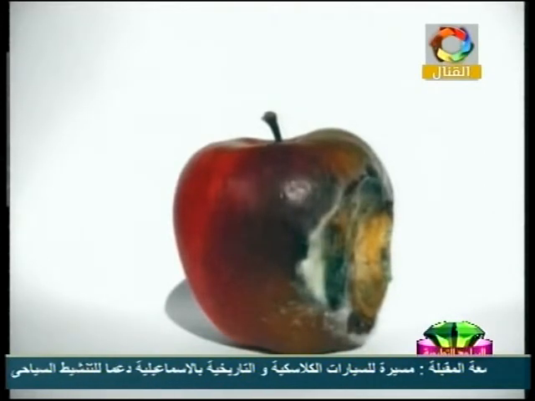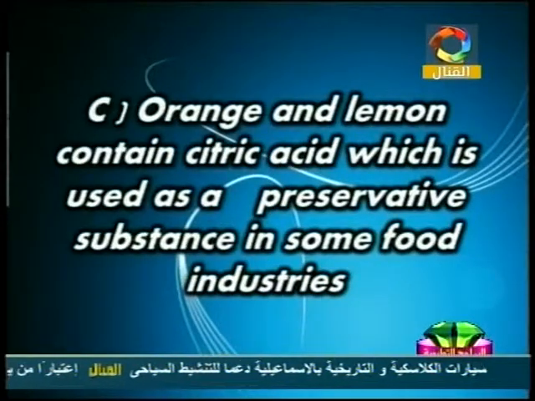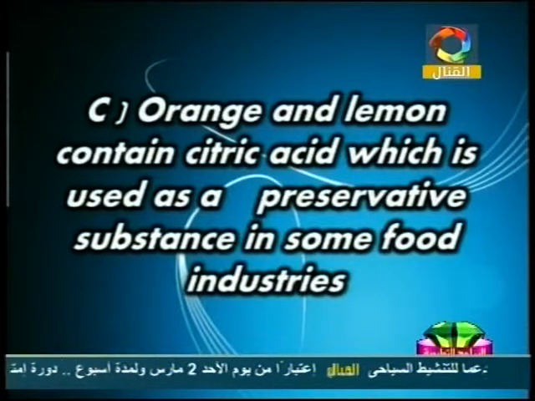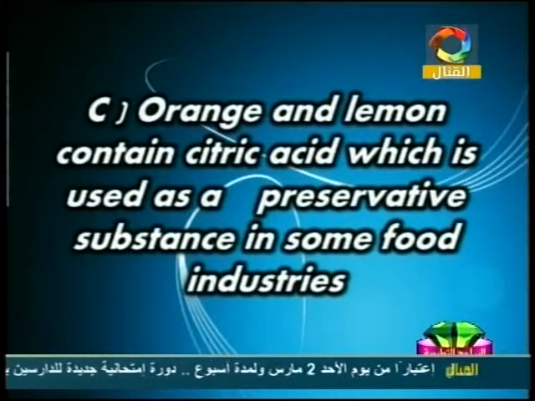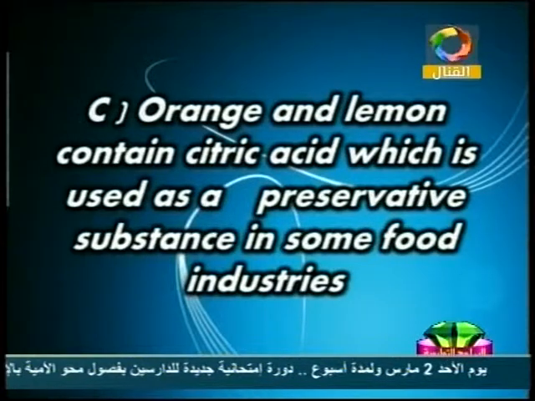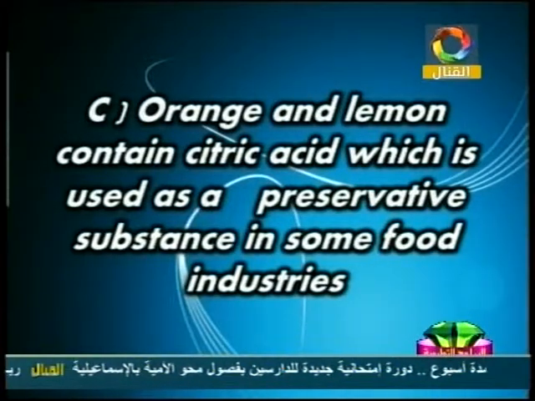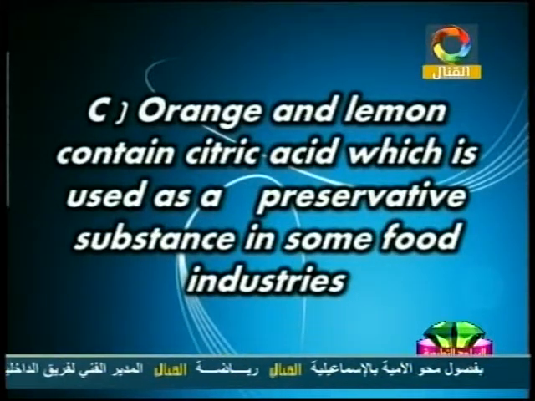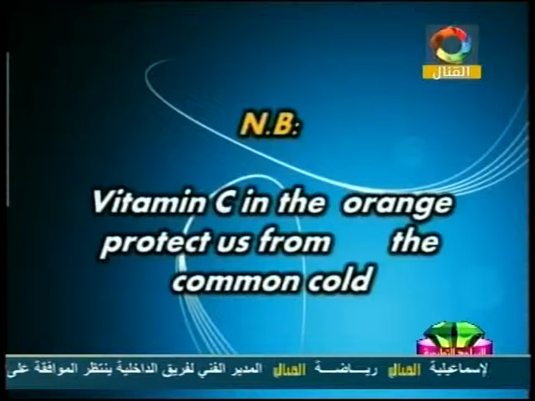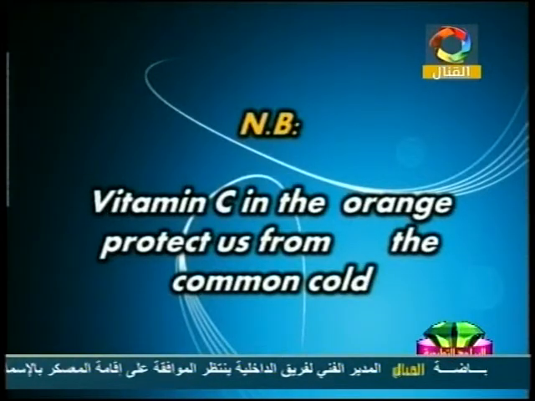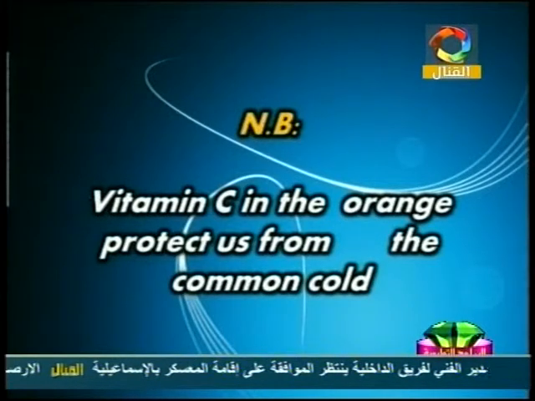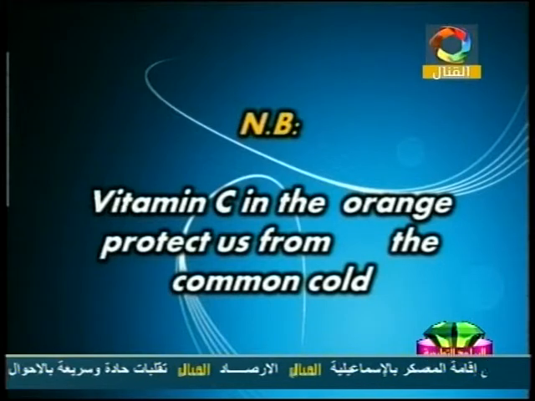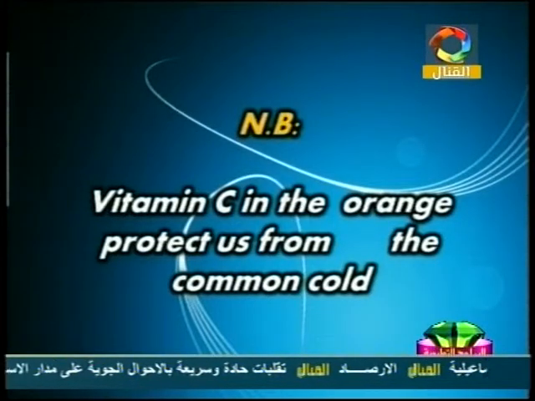Let's fly to the other one. For this, orange and lemon, we know they contain citric acid. Citric acid is very important, which is used in preservation of substances in the food industry. We put it in different materials to preserve food. It's great to know that. Another one, vitamin C in the orange protects us from the common cold. Get vitamin C. We are in winter now, and don't forget that.